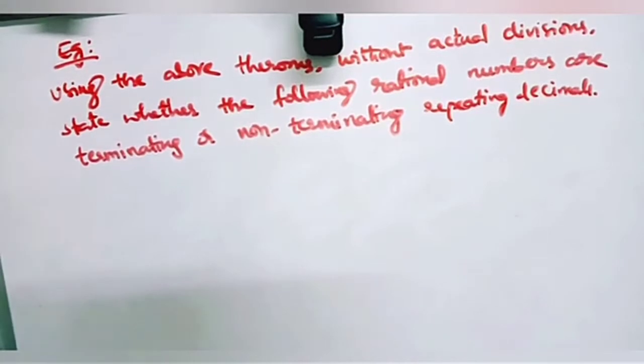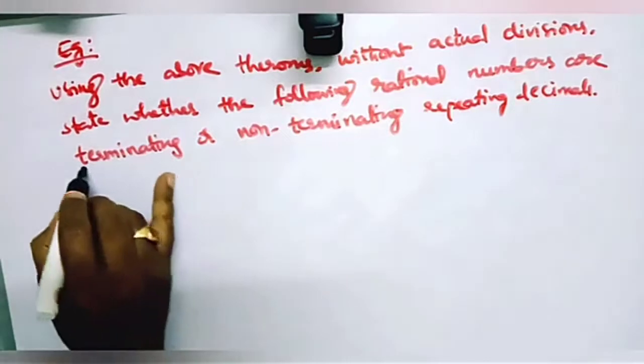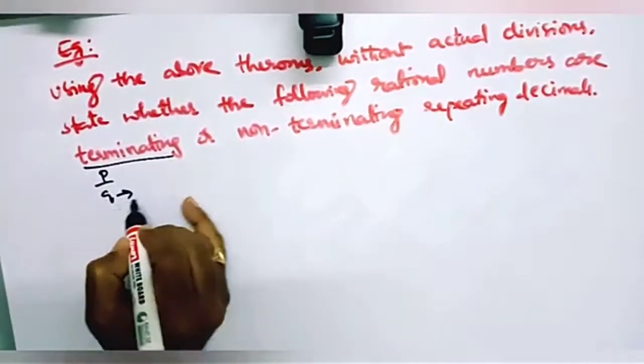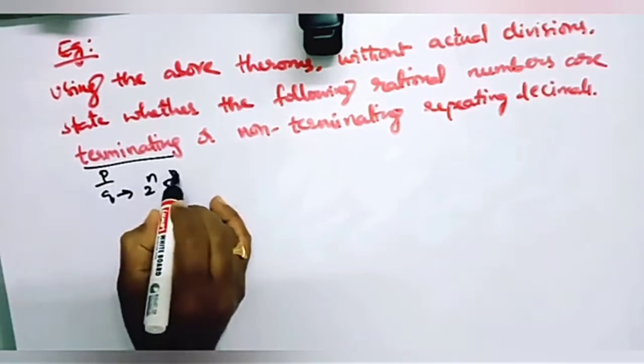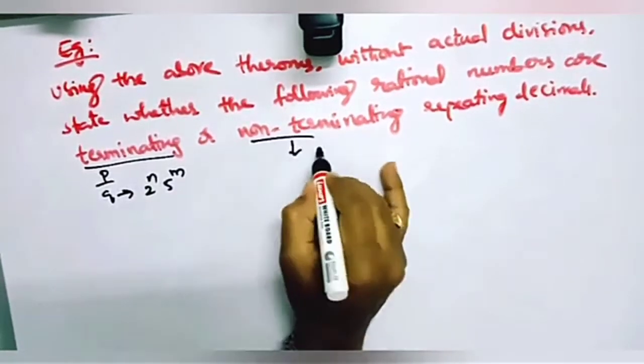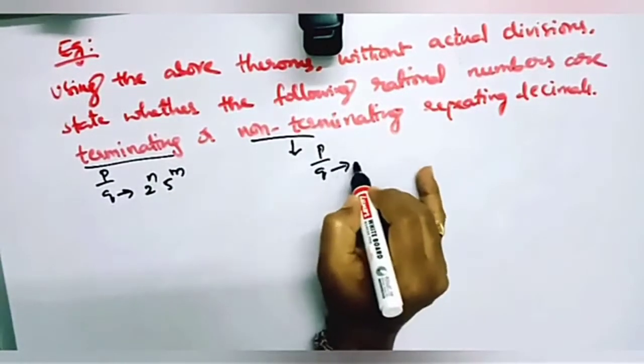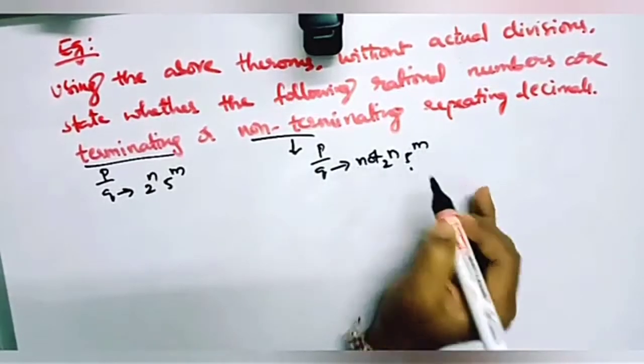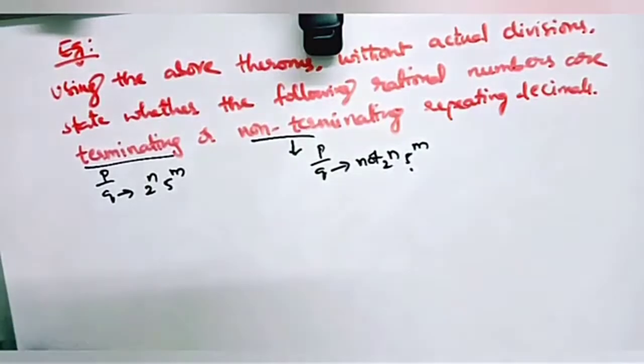Next examples. Using the above theorems, without actual division, state whether the following rational numbers are terminating or non-terminating repeating decimals. Terminating decimals means in p by q form, q is in the form of 2 to the power of n and 5 to the power of m. Non-terminating means in the p by q form, q is not in the form of 2 to the power of n and 5 to the power of m. You can remember these two things while doing the solutions.